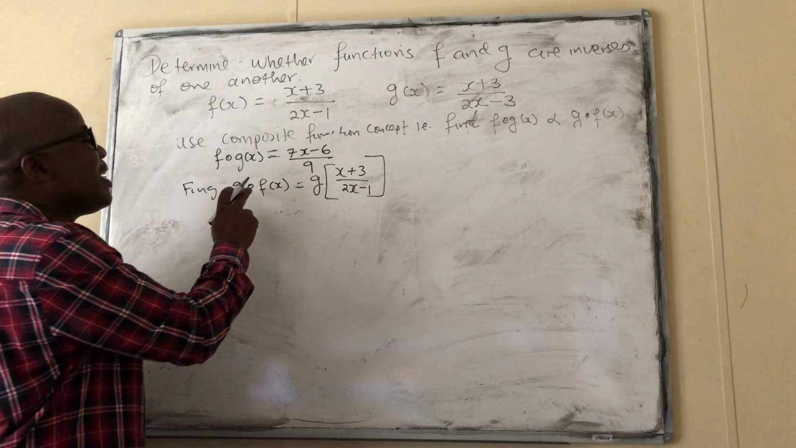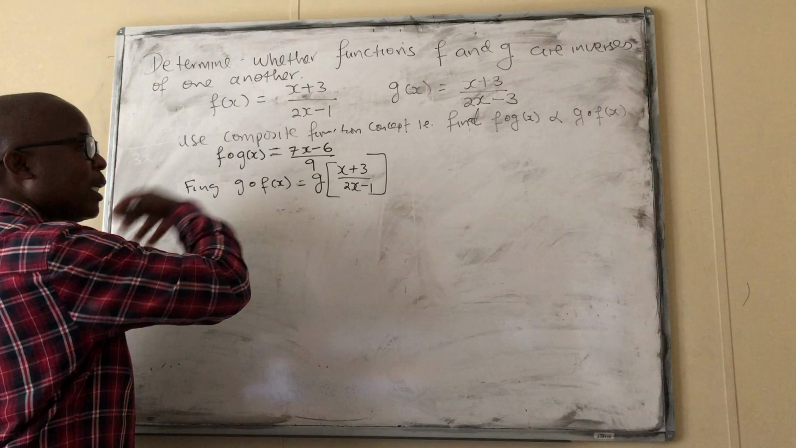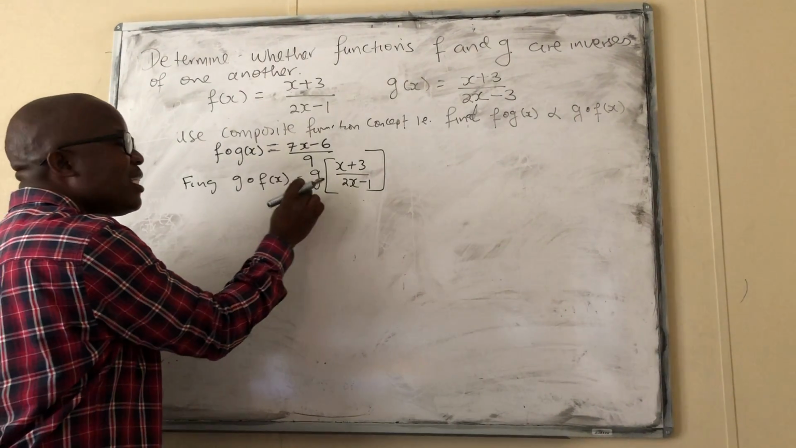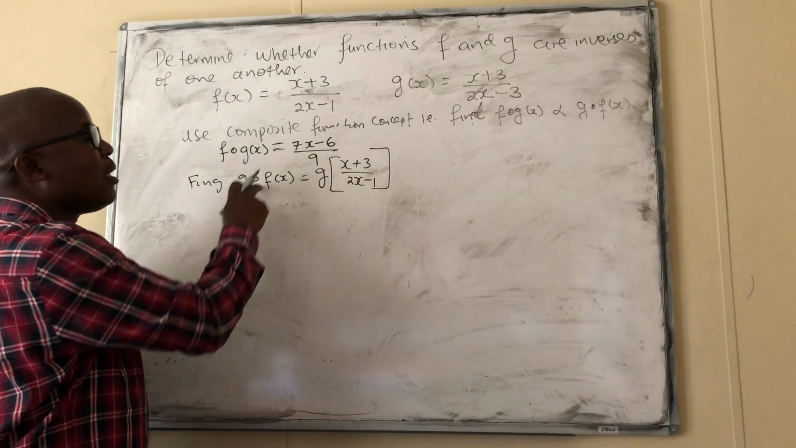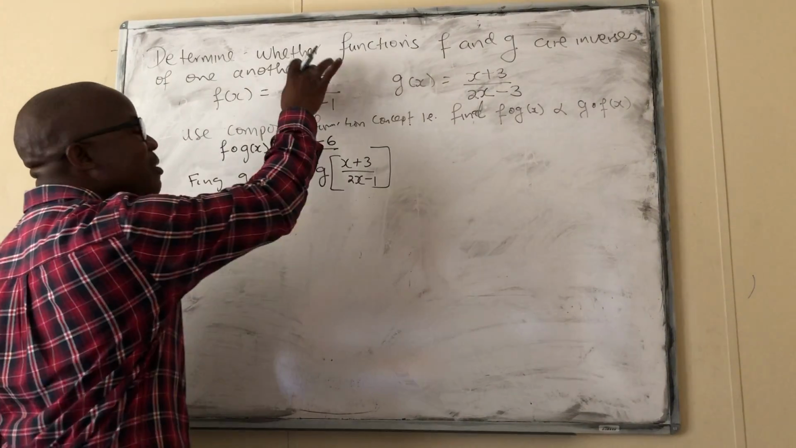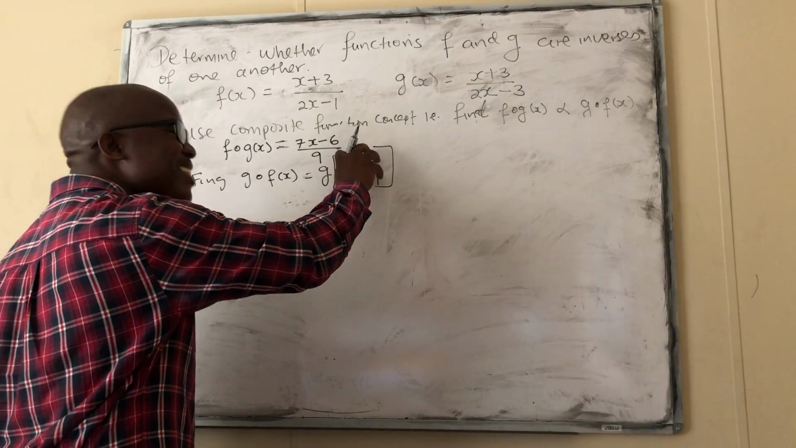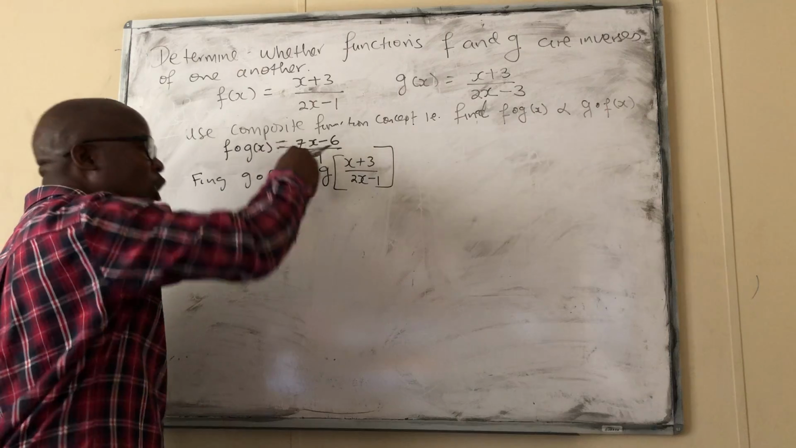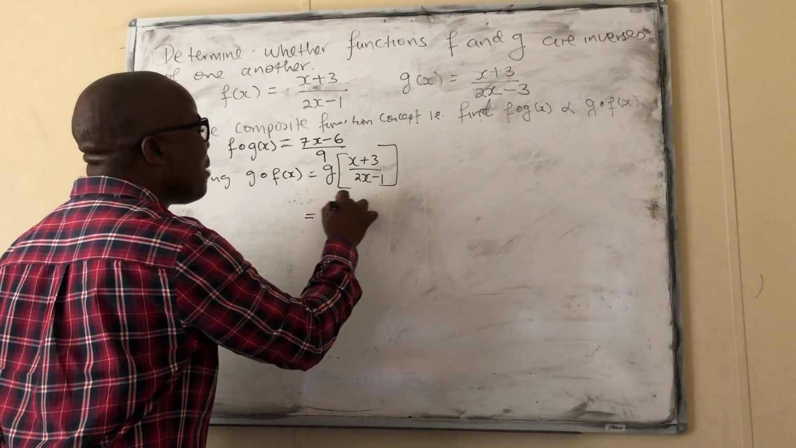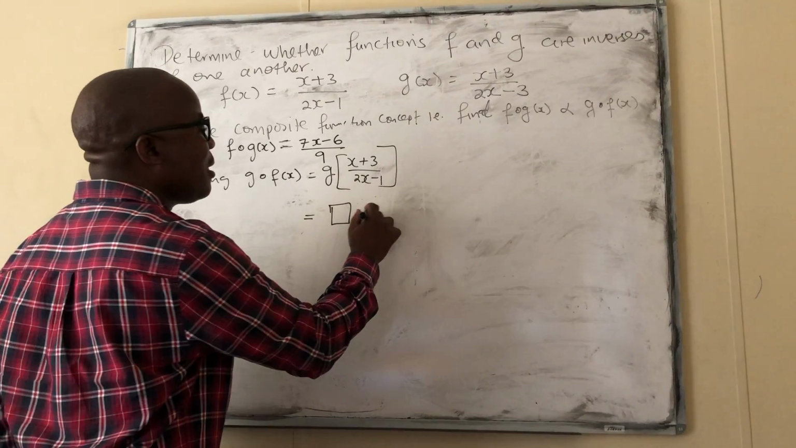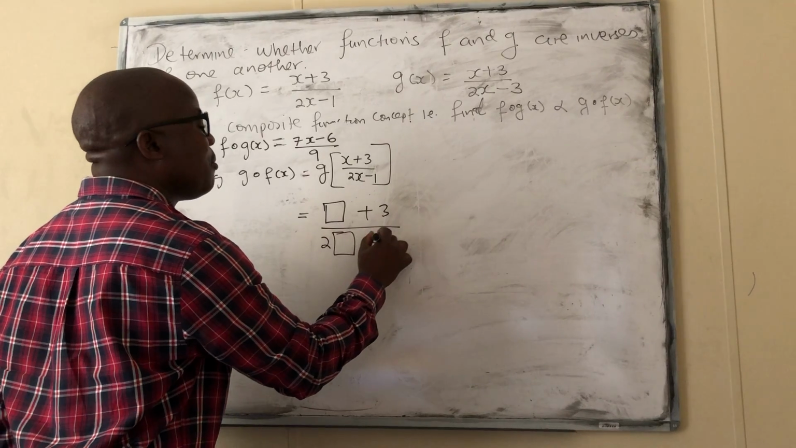When we say g circle f of x, we start from the right and go to the left. So we write the one on the left as it is, and the one on the right after the circle, we replace with the real function. What happens here is that we take this and substitute in g. So what is our g? Our g is 2x - 3. I'm going to use a box to mean x + 3, and then this is 2 times box minus 3.